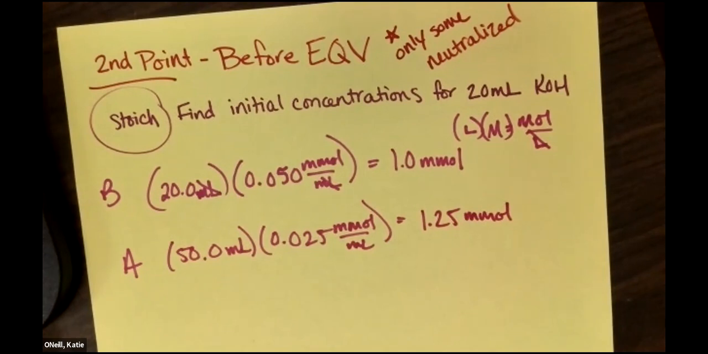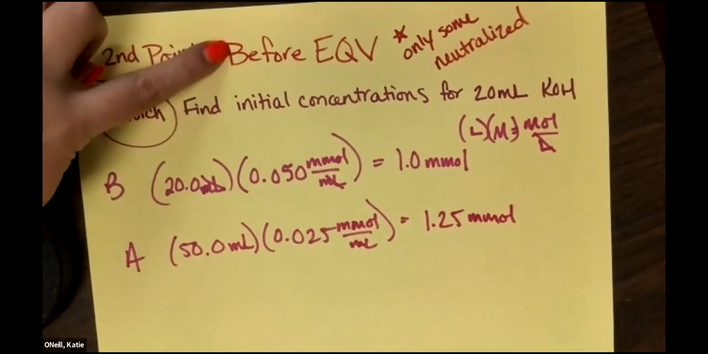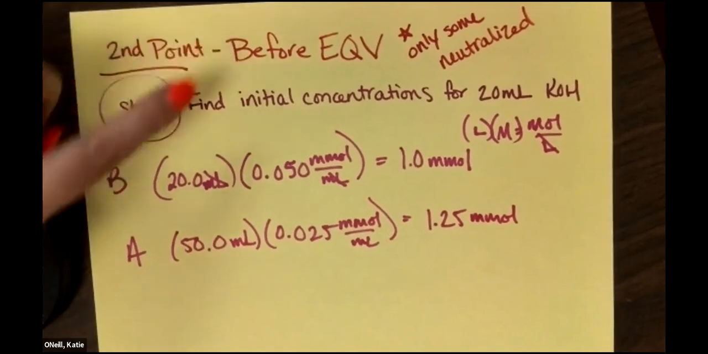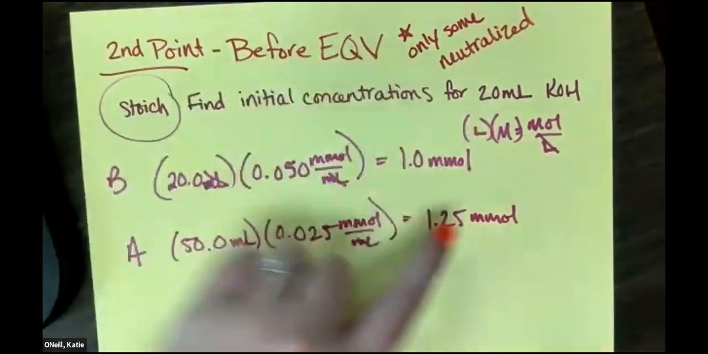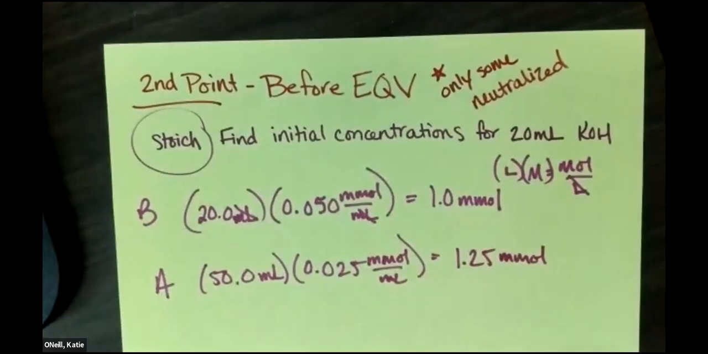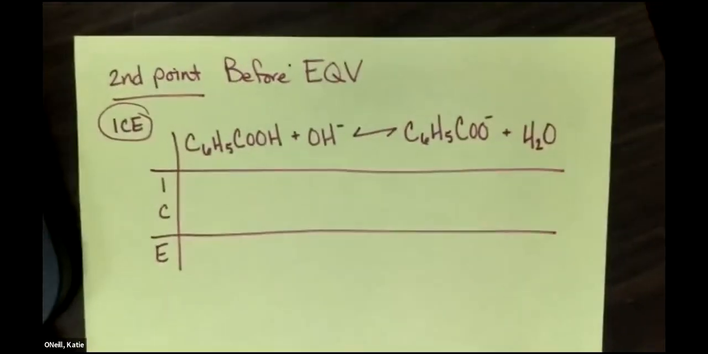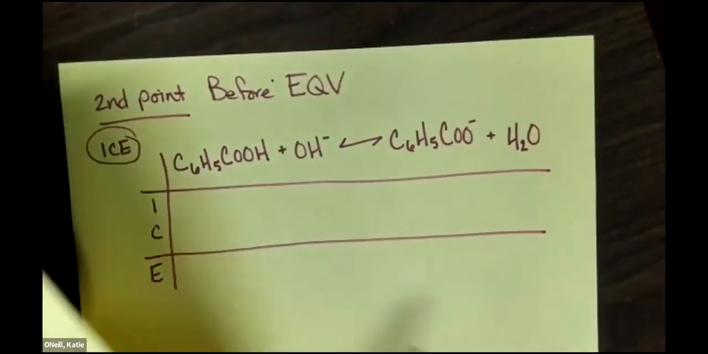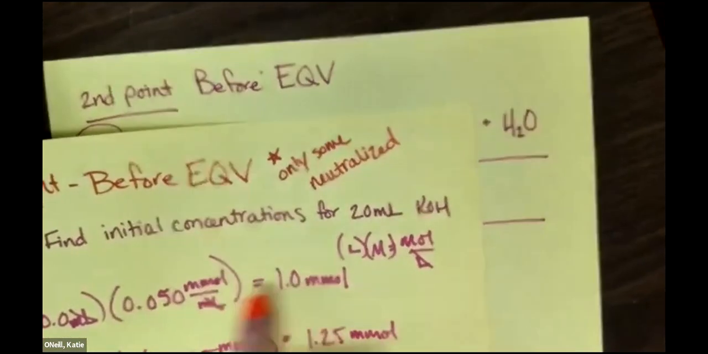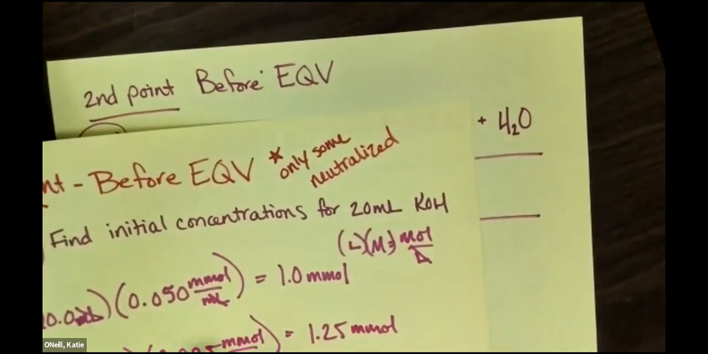The next thing I want to do is use the icebox. So before the equivalence point, you figure out how much has been neutralized by using the volume with the molarity equation. Stoichiometry, basically. These are going to be the concentrations that you put into the icebox. So our initial concentration for the base is 1, and for the acid is 1.25.